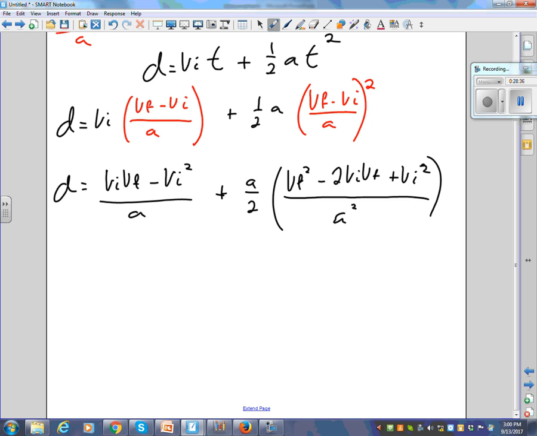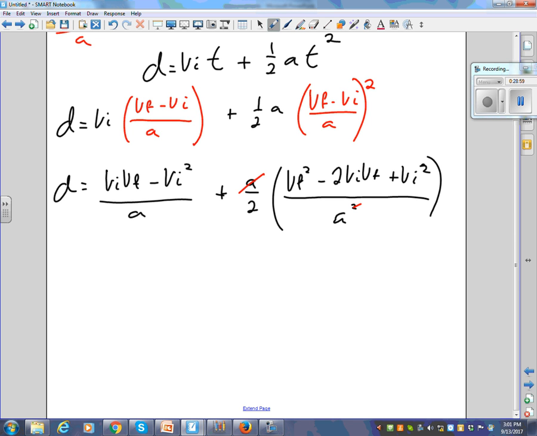Do you sense some simplifying coming? Divide everything by 2. Well, first of all, if you've got an A on the top and an A squared on the bottom, one of these A's will cancel, right? So you're left with an A on the bottom.